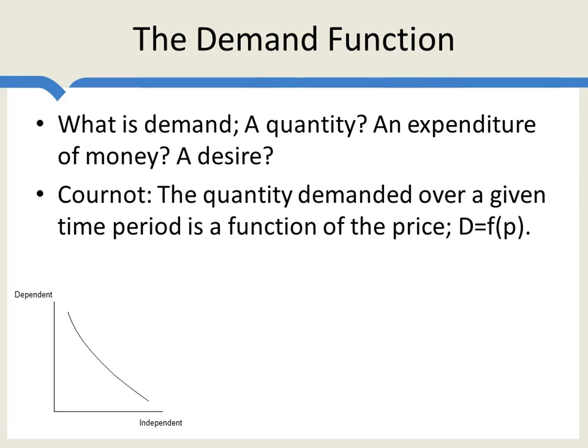Sometimes physicists look at the demand and supply curve and they're a little bit confused because the rule is you put the dependent variable on the vertical axis and the independent variable, the variable which changes or which can be adjusted, like time, or which can be manipulated, on the horizontal axis. Cournot did exactly this.